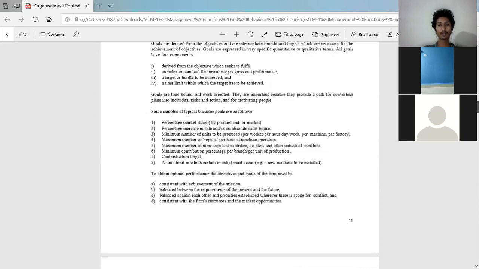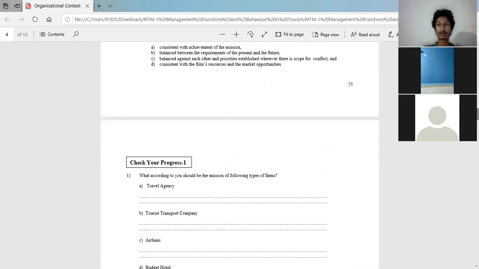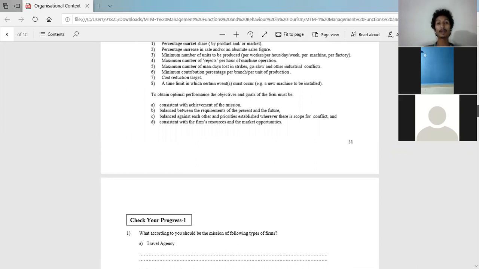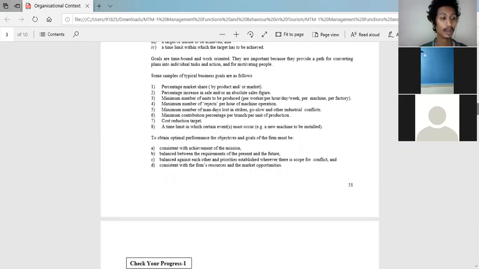Now after the goal comes strategy. Strategy will be how you take these objectives and goals and fulfill them. Like, you will approach the hotels directly or through a third party. This is a strategy, the medium by which you will approach. There we have to plan.